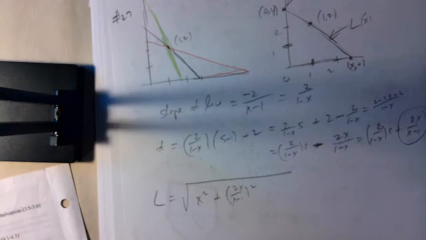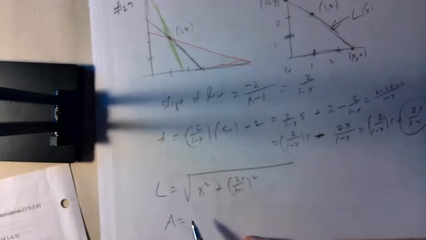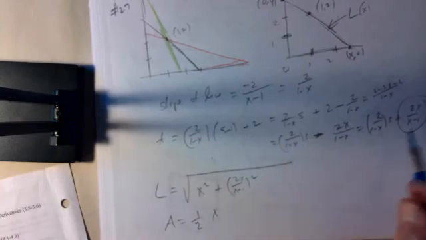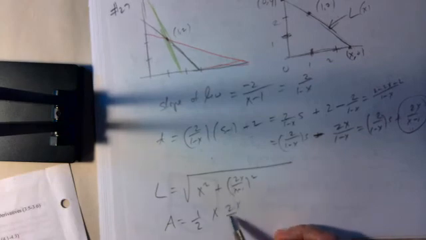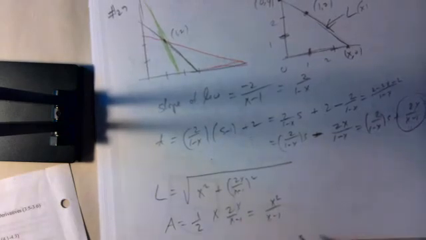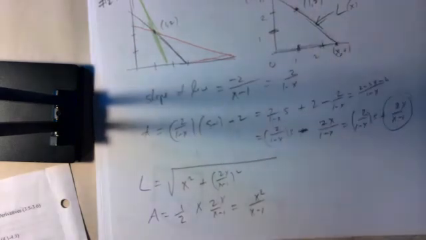And if we want to, what is the area? A, it's the base times the height. It's a half the base x times the height, 2x over x minus 1. So x squared over x minus 1. That's the area of this triangle. It's a function of x.